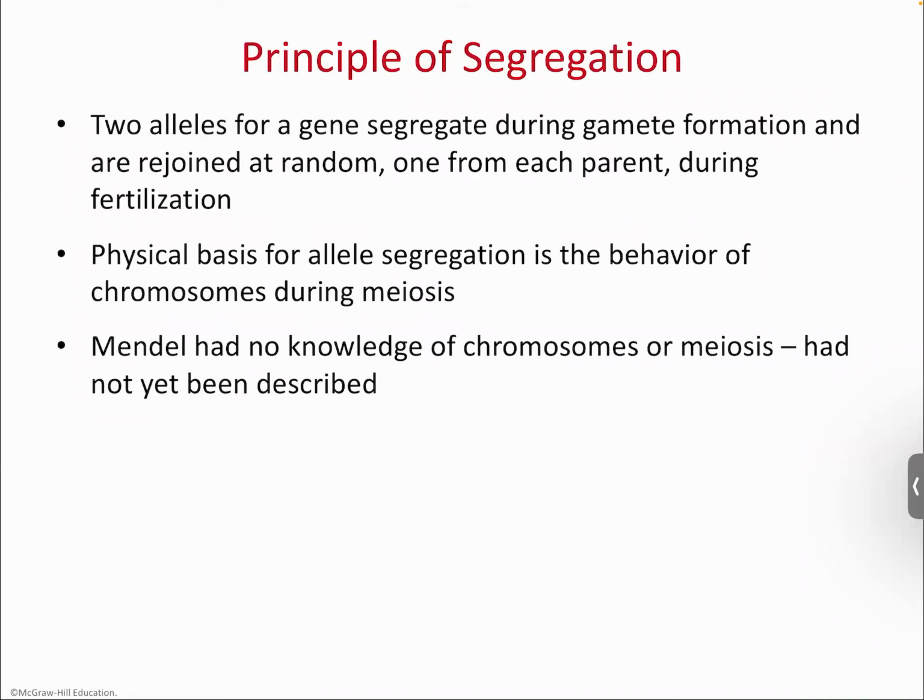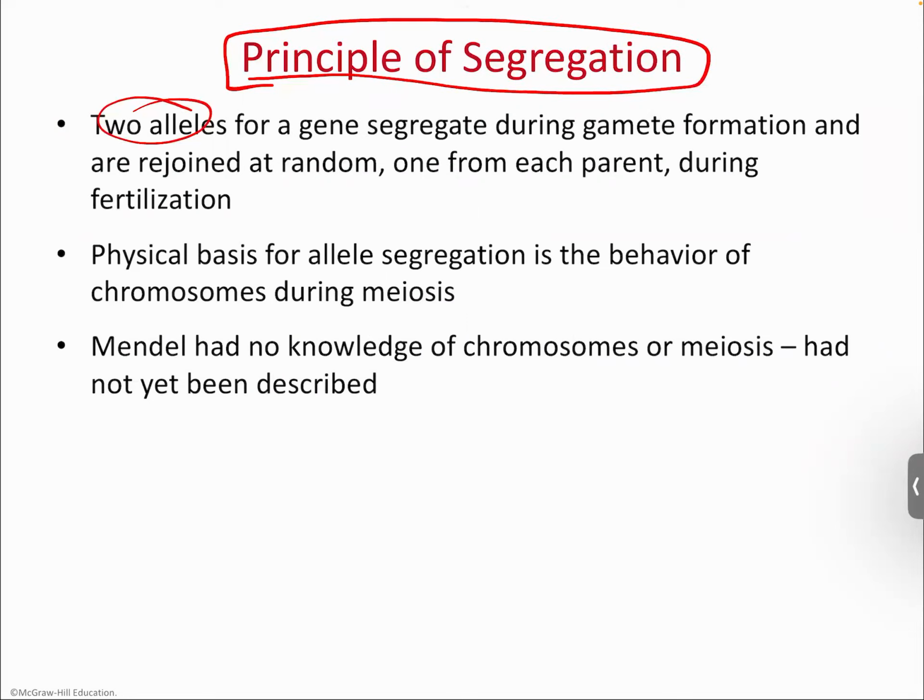But before we get there, there are really two major principles or laws, if you will, that Mendel is credited for. The first one is the law of segregation. Basically, the law of segregation simply states that the two alleles of your particular gene are segregated during gamete formation, and you get one from each parent.